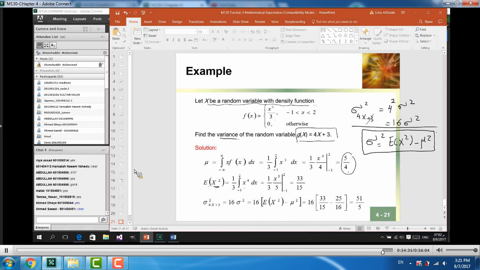Substitute, with a 16 outside. Don't forget that we have 16 sigma squared. So it is the expectation of x squared minus mu squared, with a 16 outside. So 33 over 15 minus 25 over 16, and you get the result. So this is the variance of this linear function. Is it clear?